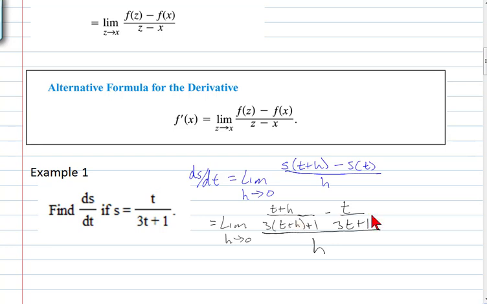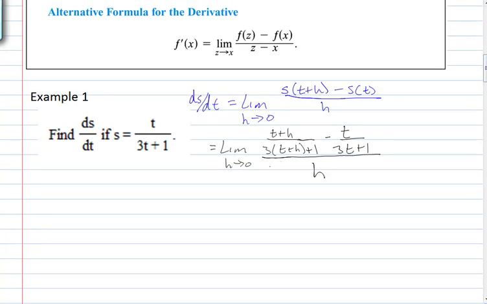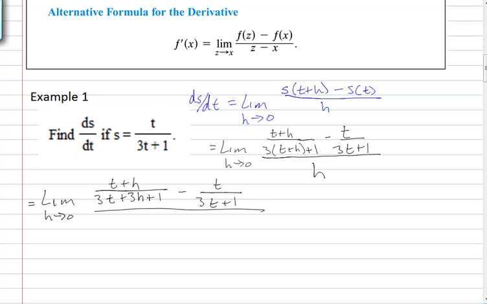There's fractions here. In order to combine fractions, we have to get what? Common denominator. But before we do that, I'm going to distribute this 3 and see if I can make things look a little nicer. So this is going to be then the limit as h approaches 0 of t plus h over 3t plus 3h plus 1 minus t over 3t plus 1 divided by h. It would be nice to combine these fractions in the numerator, wouldn't it? In order to do that, we need a common denominator. The easiest way to get a common denominator is to multiply the two denominators together, isn't it?